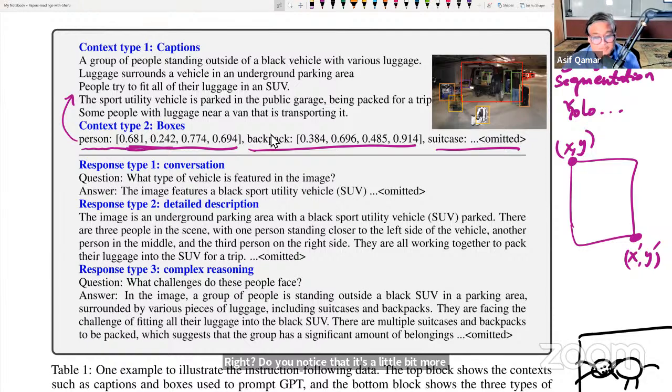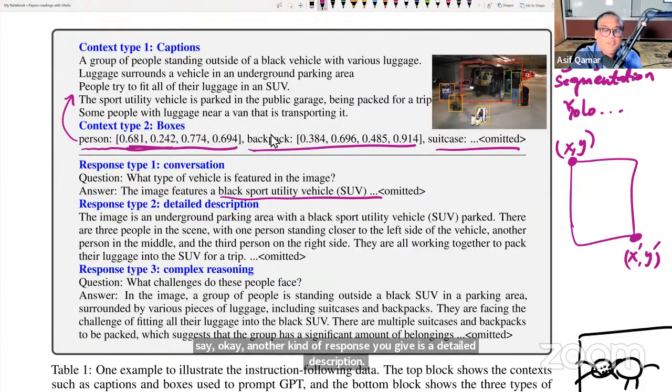It knows it's more specific. It's about vehicle. And the answer is, the image features a black sports SUV. Now, that is a very, very specific instruction that you can train a downstream model with. Likewise, you can say, okay, another kind of response you give is a detailed description.